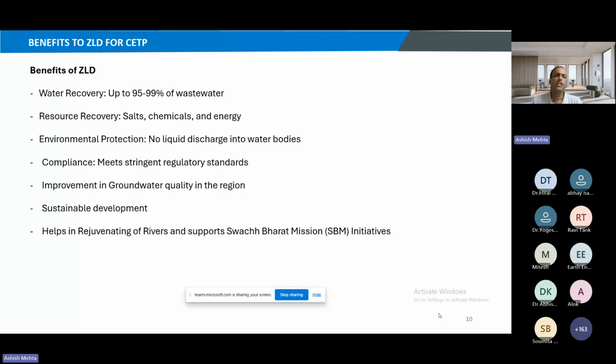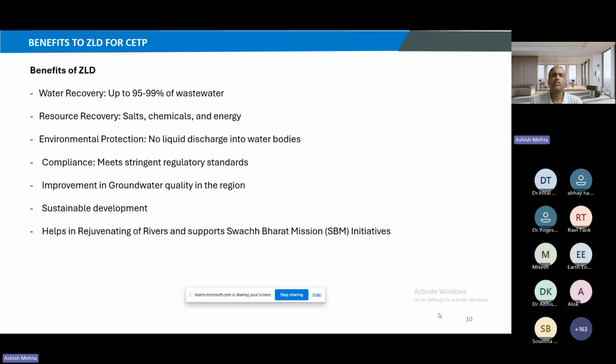In the dairy industry, ZLD system is also providing valuable product which was earlier being discharged into the river. So these are the potential resource recovery benefits from the ZLD system.